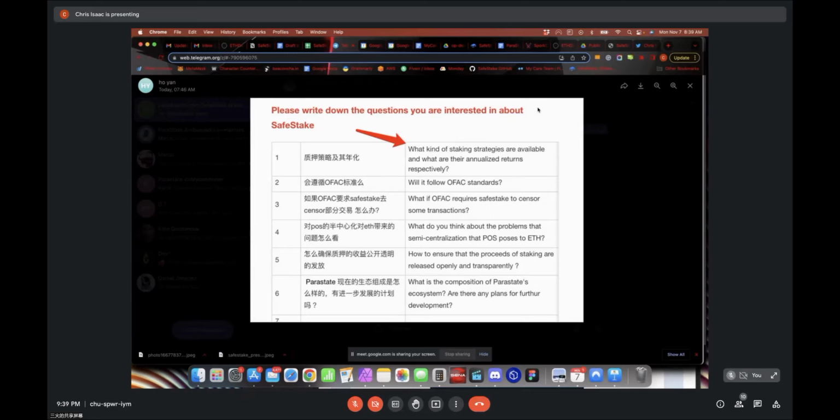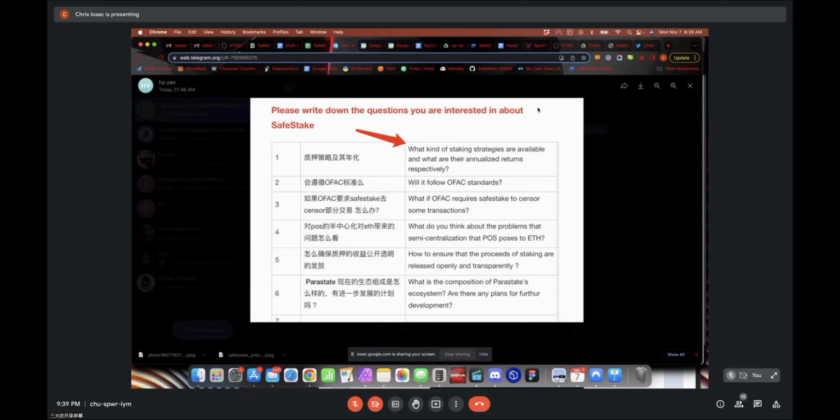How to ensure that the proceeds of staking are released openly and transparently? Excellent question. Again, we're non-custodial, so that's not an issue. We never have any ownership of your keys. Operators have no access to your funds. The DAO never has access, and the stakers always retain ownership of all of that, which ensures that their funds can't be tampered with, if you will.